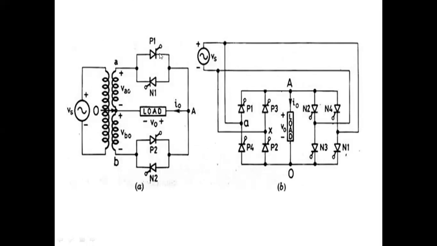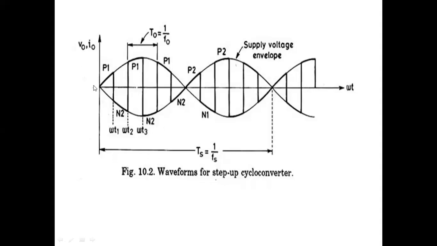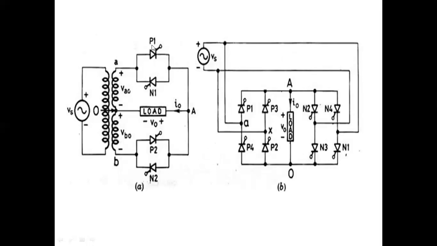Now I am giving a firing pulse to P1 at the origin. If you give a firing pulse to P1, P1 is on here at 0 degrees. At this point, I am forcibly switching off P1 with the help of a forced commutation circuit. When I switch off P1, at the same instant I give a firing pulse to N2. See here, after switching off P1, I give a firing pulse to N2. Then N2 will come into the on state.